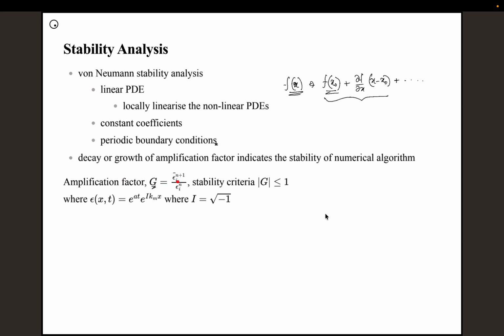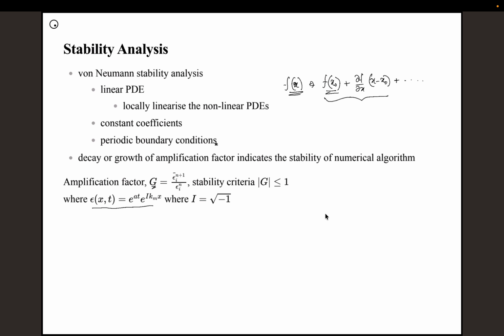This we are calling the amplification factor. If this is greater than 1, then as time progresses, the errors keep on increasing. So that particular method is going to be an unstable one. On the other hand, if it is less than or equal to 1, then that particular method is going to be stable. So all we will try to do is we will assume error of this particular form.